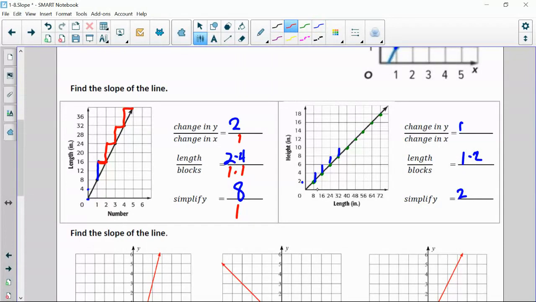Now let's look at our runs. I only run by 1, but what are the units for that? Well, from 0 to 8, we have 8. So we have 1 times 8, which is 8. So 2 over 8, we can divide both by 2 because they're even, and you get 1/4.